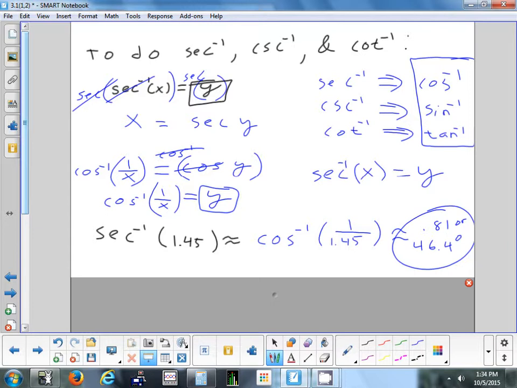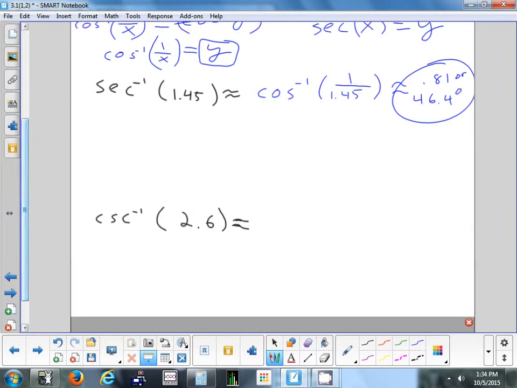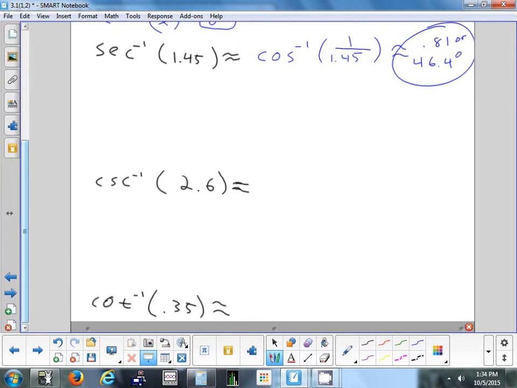Any questions on that? All right, so try the last two on your own. Try to find inverse cosecant of 2.6 and inverse cotangent of 0.35. If you get stuck or you're not sure how to do it, just call me over and I'll come help you out.